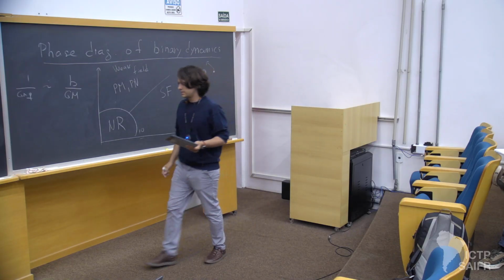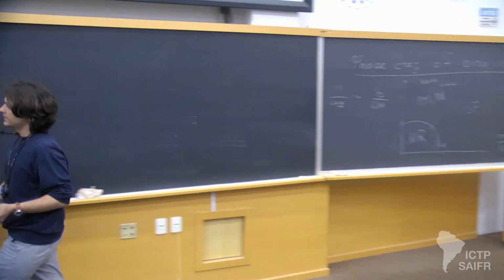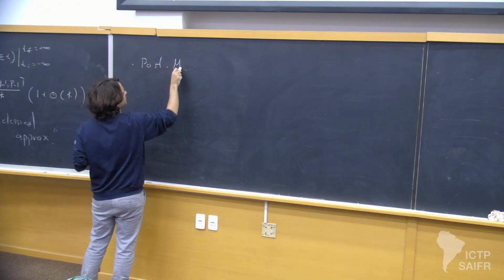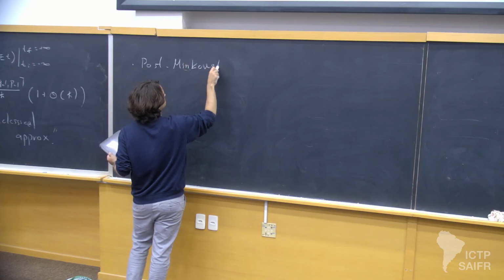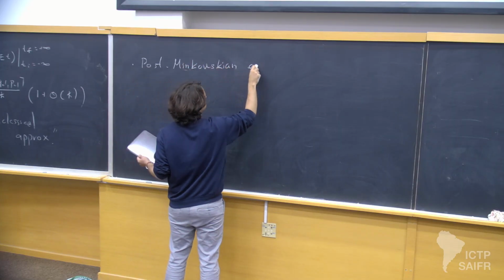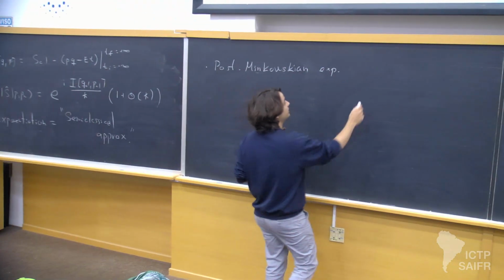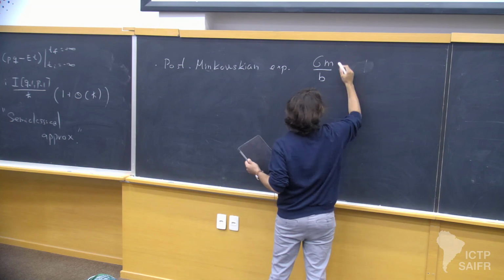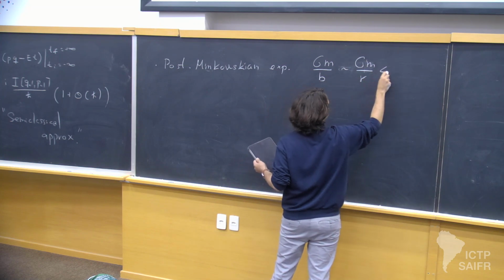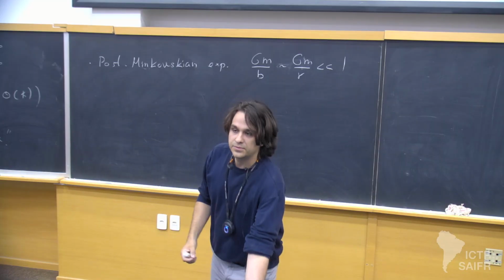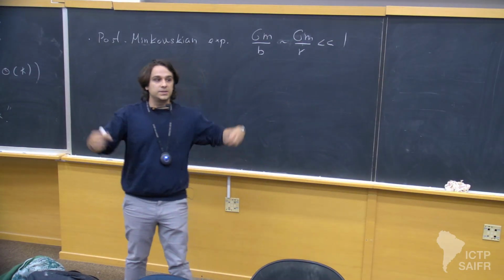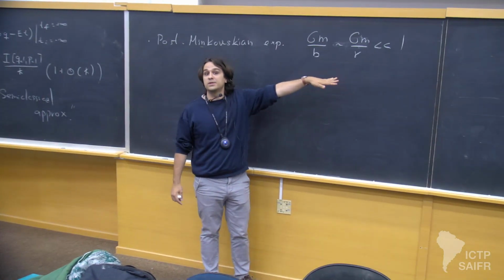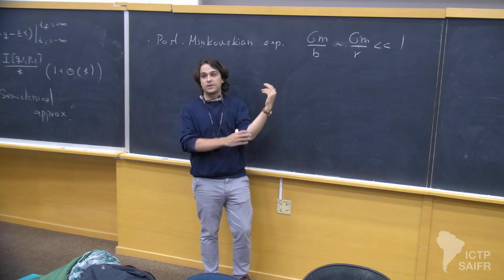Okay. So what are these expansions? The post-Minkowskian expansion is just the weak field expansion. It's just the expansion in GM over B, or GM over R, if you wish, where R is the separation between the objects. So this is just saying you have two objects, they're far away from each other, they just feel the weak field of the other object. And there we can do perturbation theory, which is what we've been doing so far. We've precisely been identifying these sort of corrections.